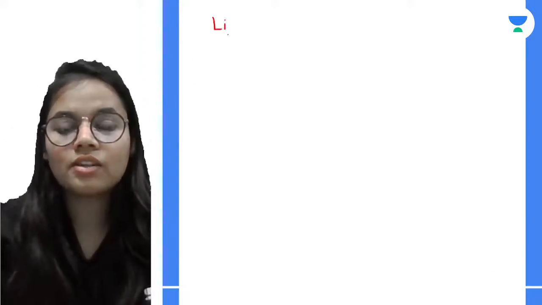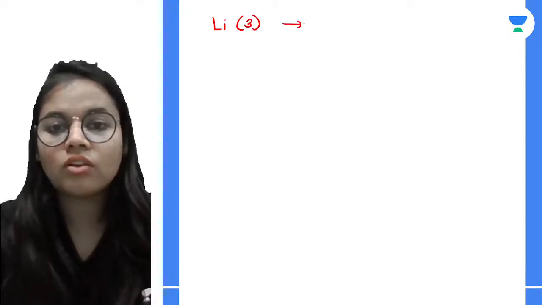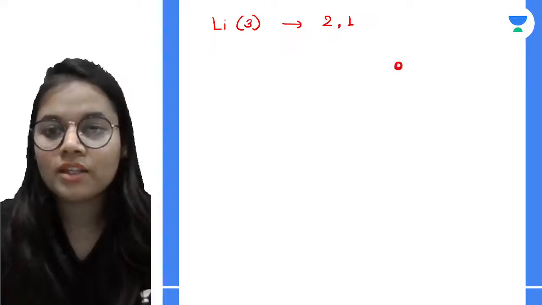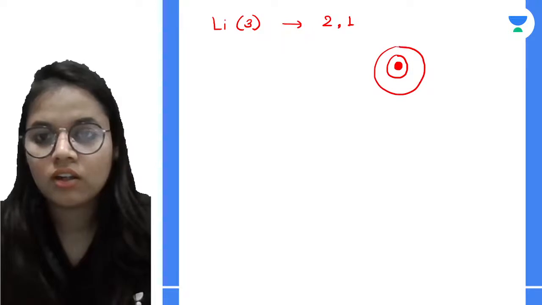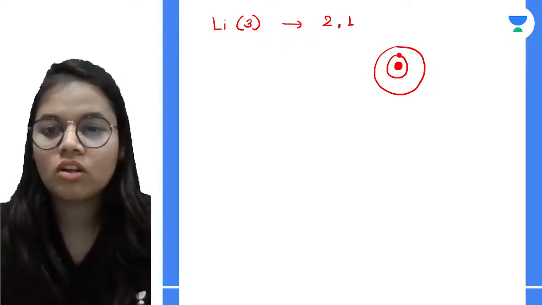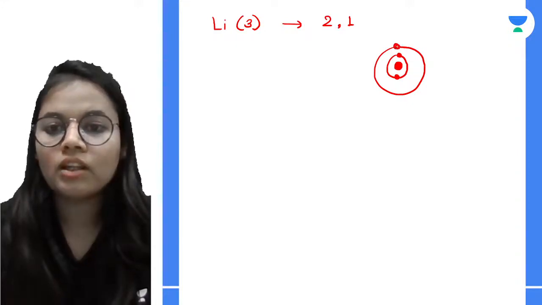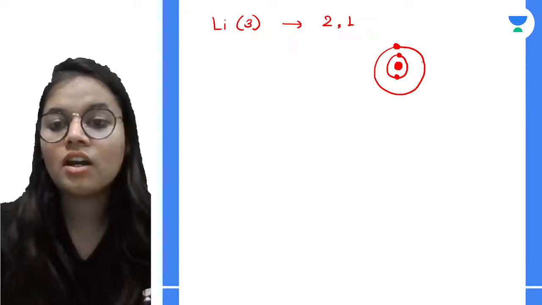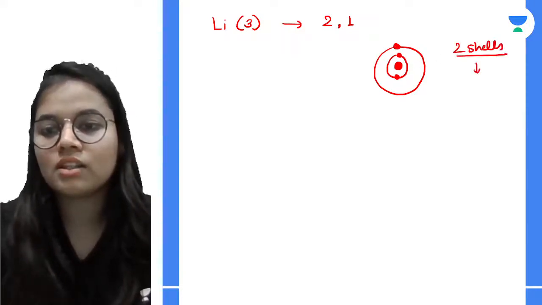If I take the case of lithium, which has the atomic number 3 and the configuration 2 and 1. So if I go for the basic structure of lithium, it will be somewhat like this. That means it has 2 electrons in the first shell and 1 electron in the second shell. So how many shells does it have? It has 2 shells, and lithium is present in the second period.